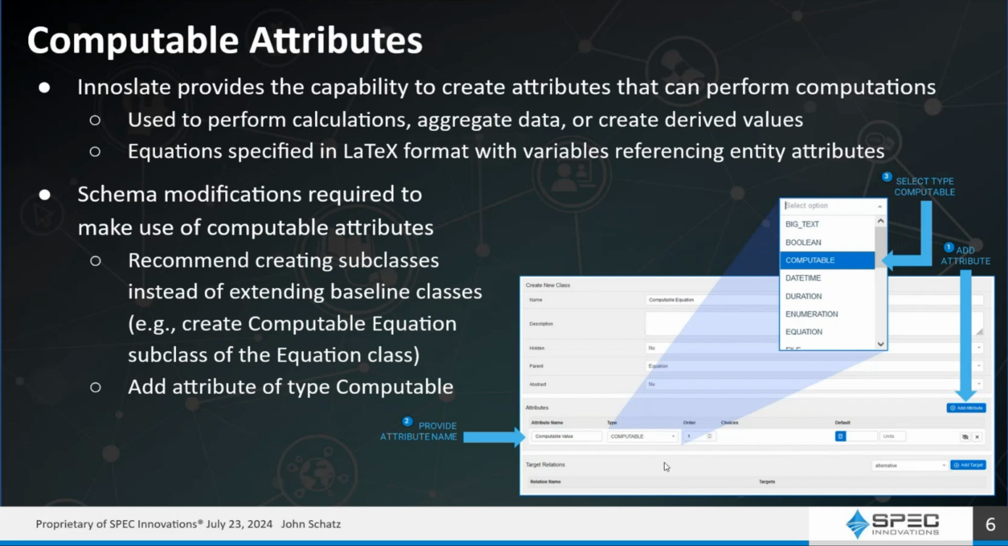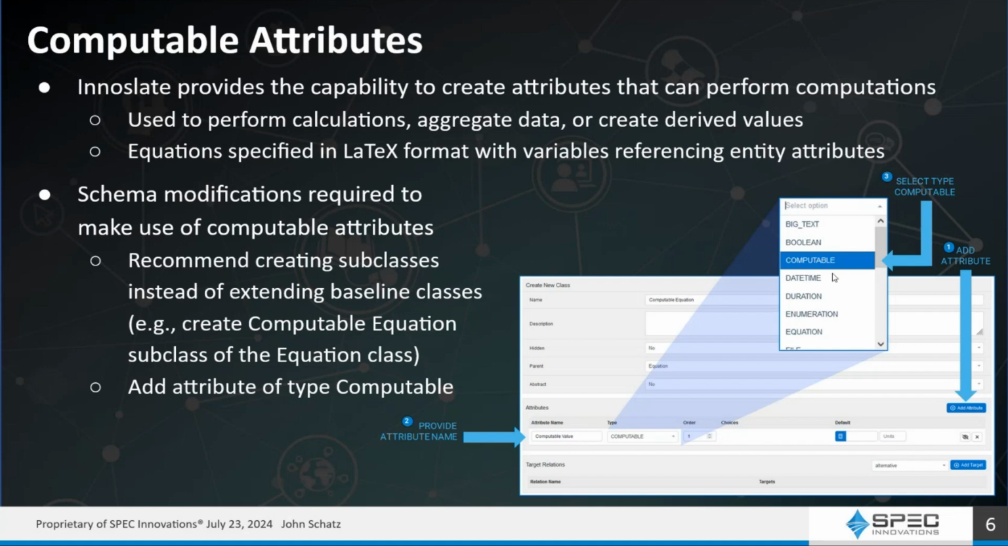You can see over here on the right, we have the schema editor. In here, we've created one called computable equation. Its parent class is equation, so it's going to inherit all of the attributes and all the relationships and all that equation has. And then we're going to add that type computable. So here we click on the add attribute button. We provide an attribute name, and then we select the type to be computable.